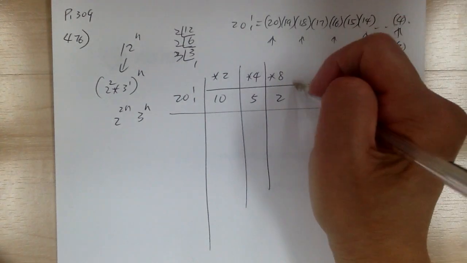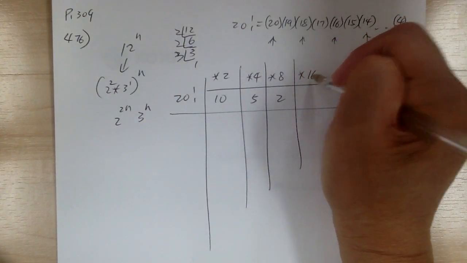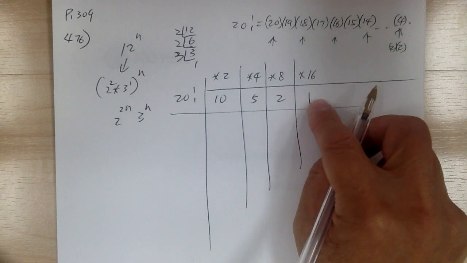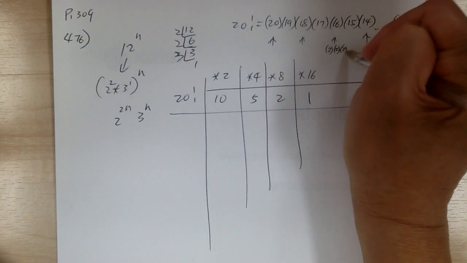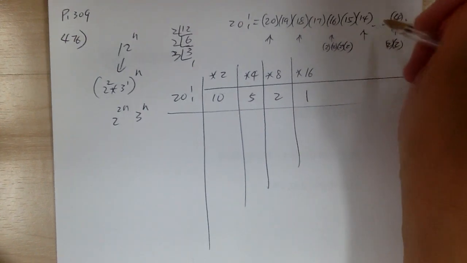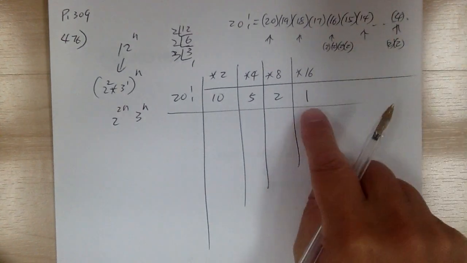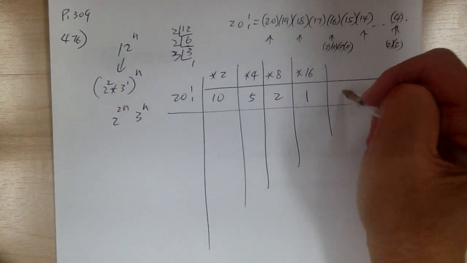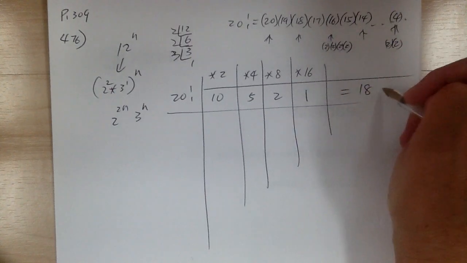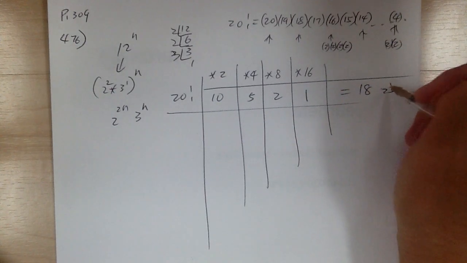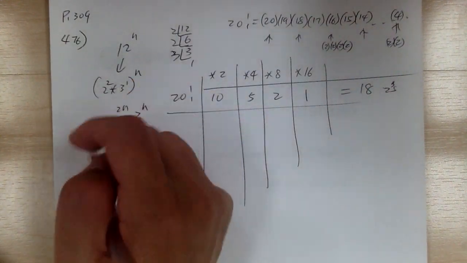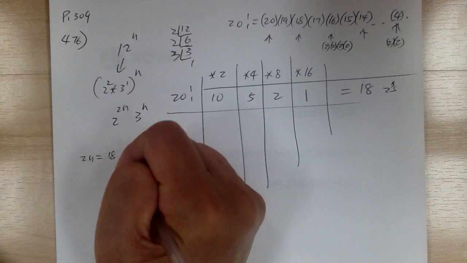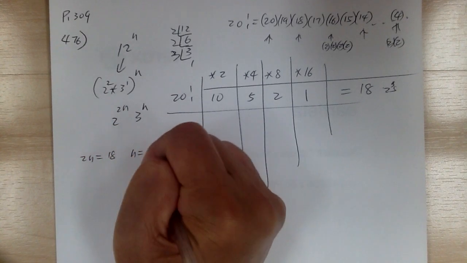Okay, and then the 16, again, you're going to get 1 additional factor of 2. So again, this one you get 2, 2, 2, 2, right? Okay. So therefore, with all these, there are 18 2's. There are 18 2's. And so 2n equal to 18, so n equal to 9.